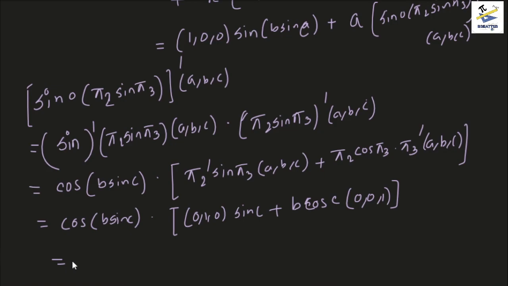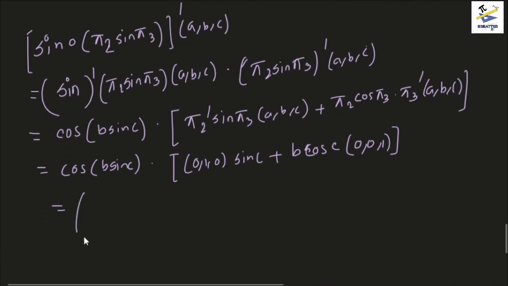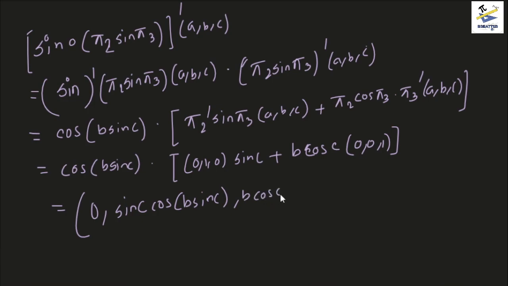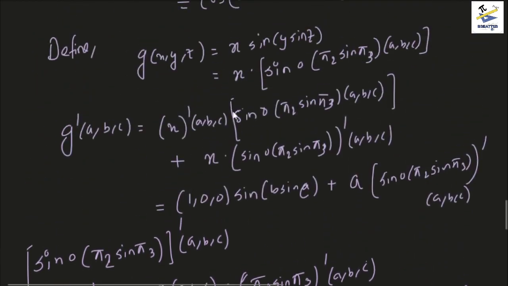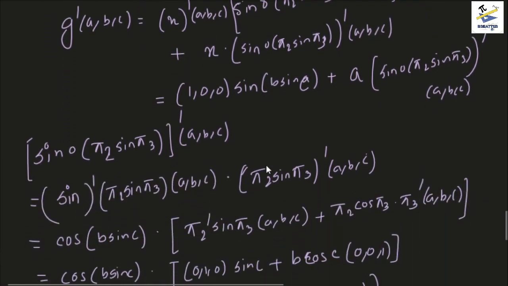So this gives us the vector 0 comma sine c into cosine of b sine c, comma, b cos c into cosine of b sine c. So this is what the derivative looks like, and thus g prime ABC would be something like this.